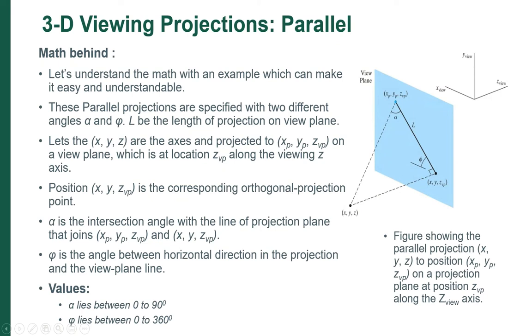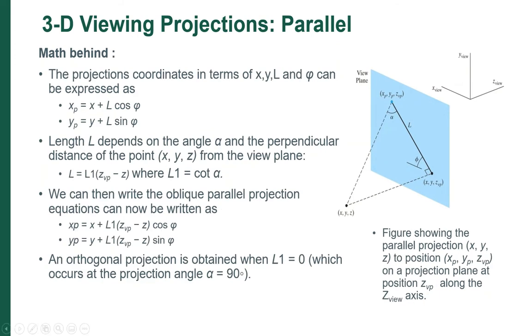Alpha is the angle between the projection line and its projection on the view plane, and phi is the angle between the horizontal direction and the projection on the view plane. You can easily see that the alpha value lies between 0 and 90 degrees, whereas phi is between 0 and 360 degrees. We can either take this line like this, or it can be parallel to the plane, and at that time phi would be 360.